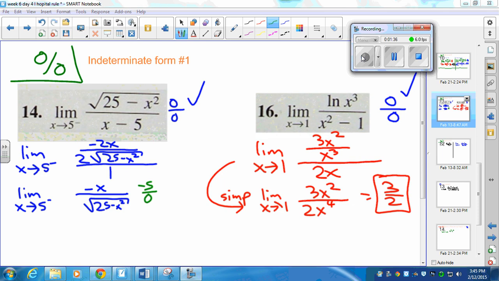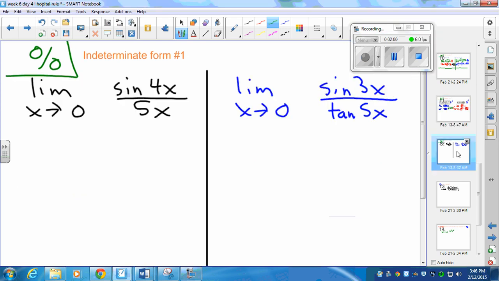Now notice that's not indeterminate. It's not 0 over 0. So I can't just keep going. Do not take more derivatives. You can't do that. You've got to stop. Now ask yourself here: negative 5 over basically something really, really, really small gets me negative infinity. Okay. All right, let's look at a couple more of these.